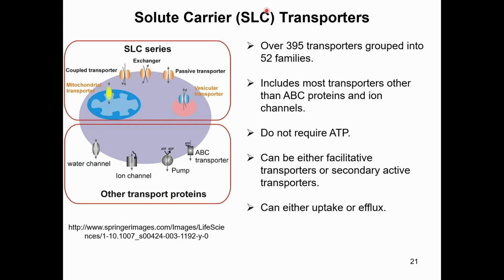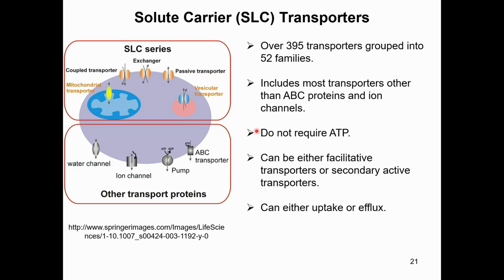Let's move on to SLCs. SLC stands for solute-like carrier transporters, but most people just call them SLCs. There are a bunch of these, 395 of them in the human genome, and they do all sorts of things. They're basically the main type of transporters in addition to the ABCs that we just talked about.